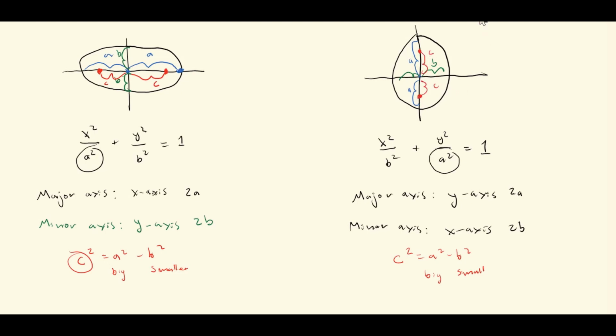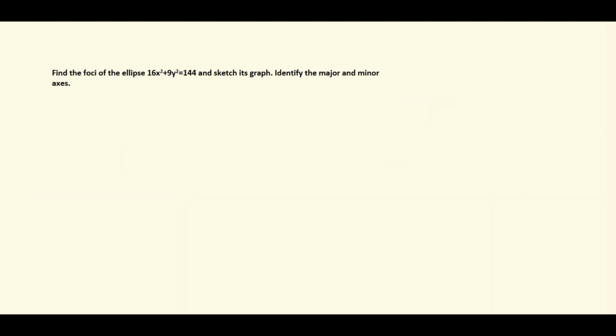Okay, so now that we got an overview, let's look at a few examples. Here we're asked to find the foci of the ellipse 16x squared plus 9y squared equals 144 and sketch the graph. It also says identify the major and minor axes. So we're going to rewrite this equation.